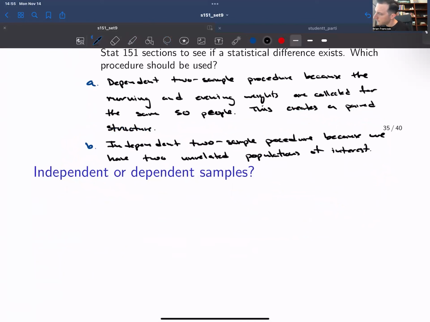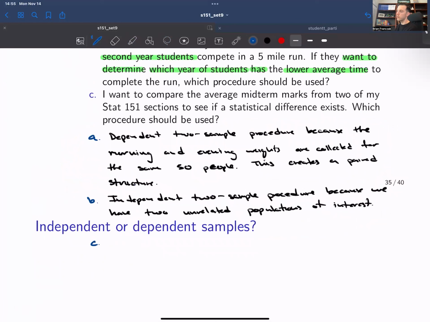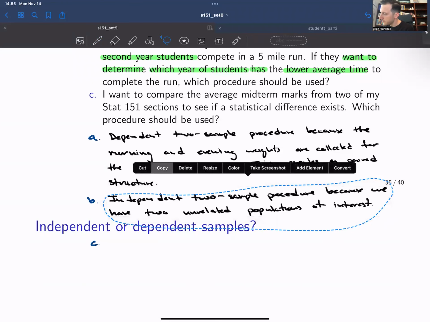In part C, it says, I want to compare the average midterm marks from 2 of my Stat 151 sections to see if a difference exists. Which procedure should be used? Two sections means, for example, I want to compare my class on Tuesday to a completely different class on Thursday. So this is the same argument as for part B. I have a collection of students that take Stat 151 with me on this day and a completely different collection of students that take Stat 151 with me on another day. So these are independent samples, and we would use an independent 2-sample test for the exact same reason that I gave in part B.